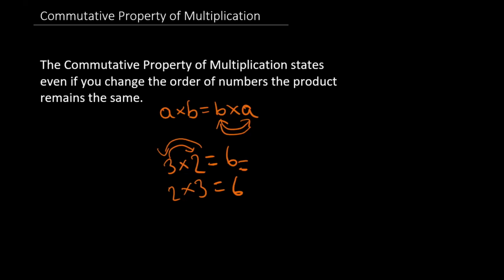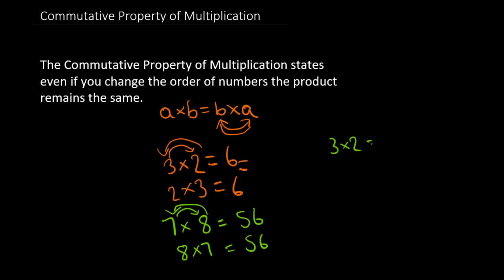Let's do another example. 7 times 8 is 56. What is 8 times 7? Well, 8 times 7 is 56 too. So again, the product still stays the same even if you switch numbers around. So basically, 3 times 2 equals 2 times 3. 7 times 8 equals 8 times 7. And this is true for all numbers.